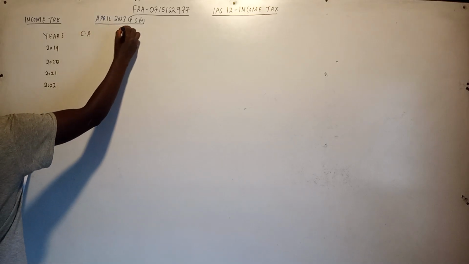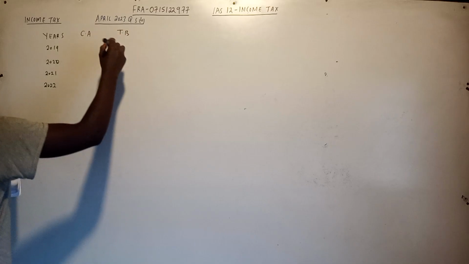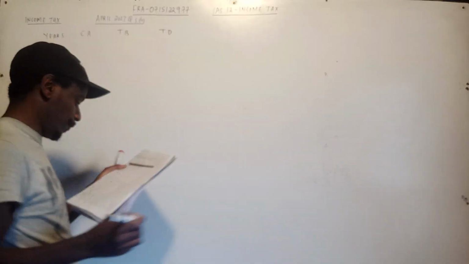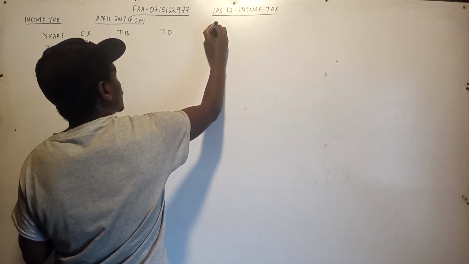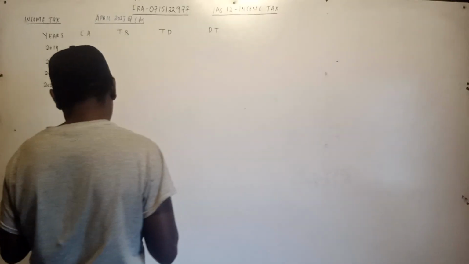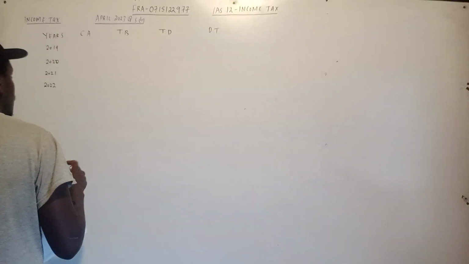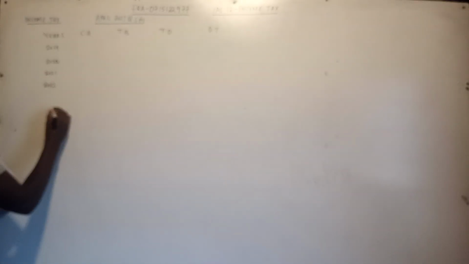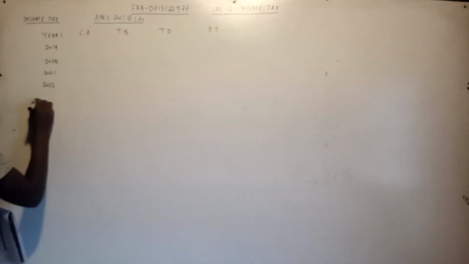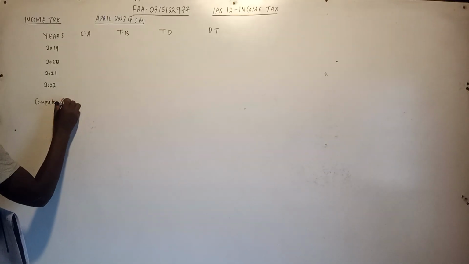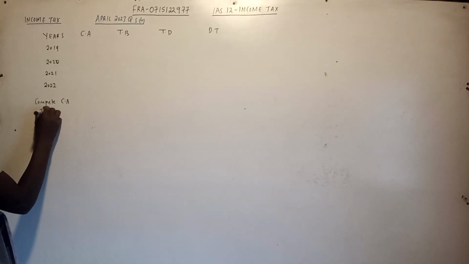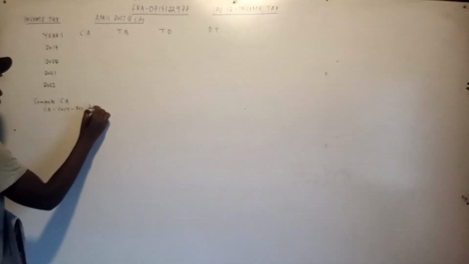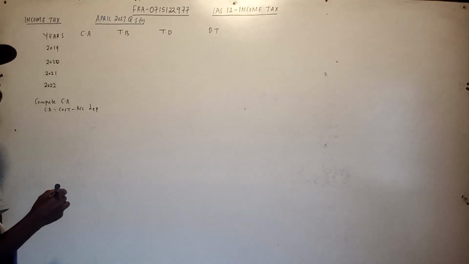Then we shall have our carrying amount, our tax base, our temporary difference (TD), and then our deferred tax. So let us start with the carrying amount. Remember, carrying amount is equal to cost minus accumulated depreciation.